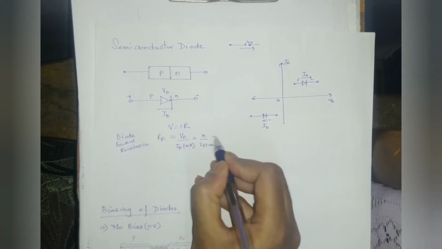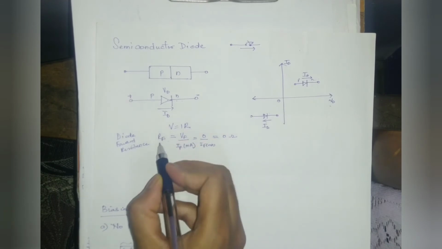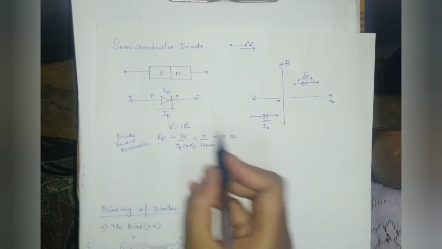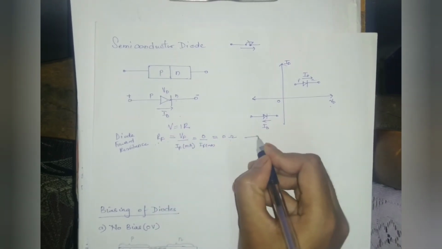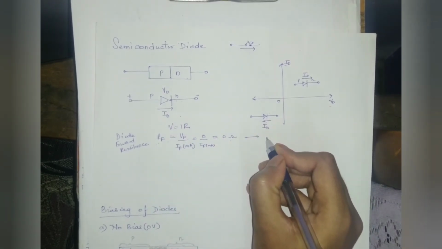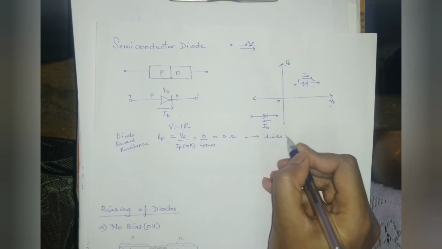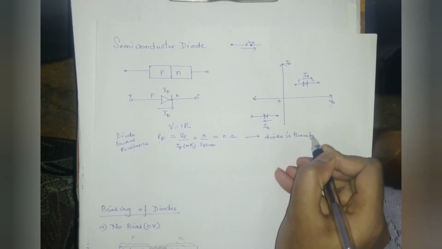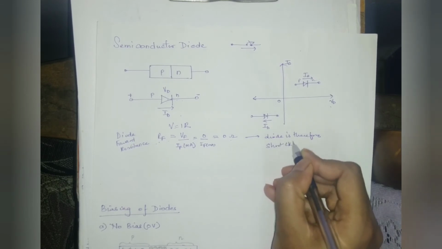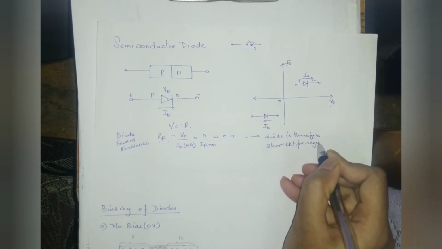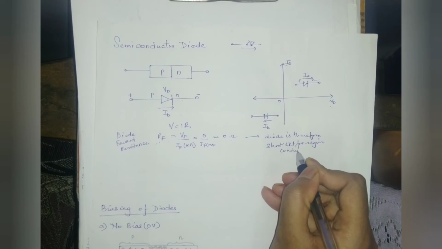So what is the resistance? The resistance is 0 ohms. So R_F, the forward resistance, is 0. That means the current is flowing. It's a short. So the diode acts as a short in this case. So the diode is therefore a short circuit for the region of conduction.